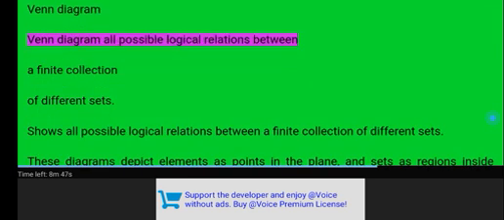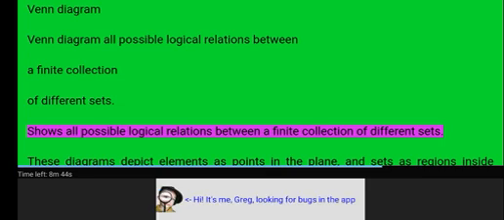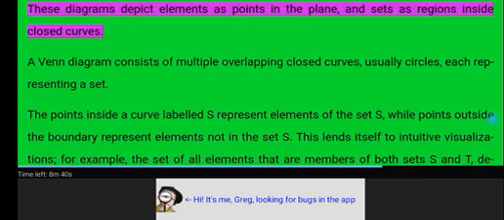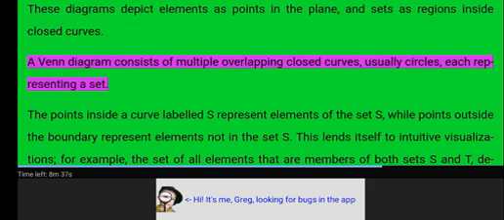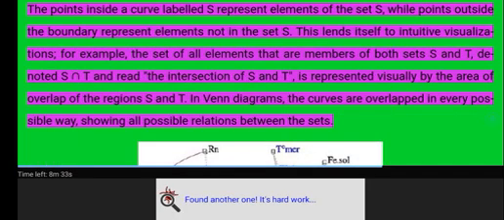Venn diagram. A Venn diagram shows all possible logical relations between a finite collection of different sets. These diagrams depict elements as points in the plane, and sets as regions inside closed curves. A Venn diagram consists of multiple overlapping closed curves, usually circles, each representing a set. The points inside a curve labeled S represent elements of the set S, while points outside the boundary represent elements not in the set S.